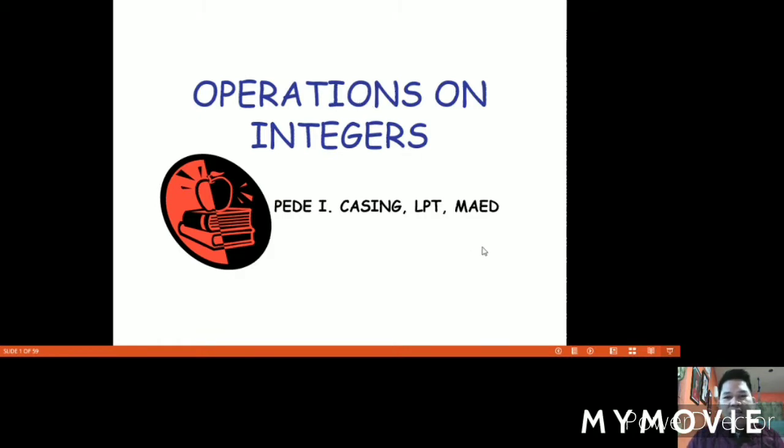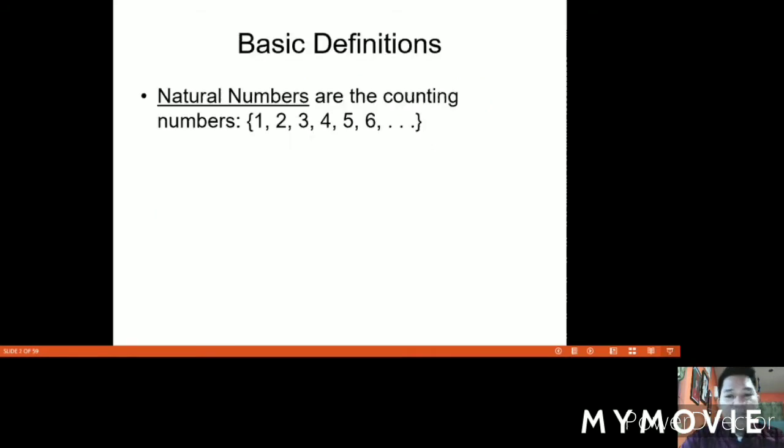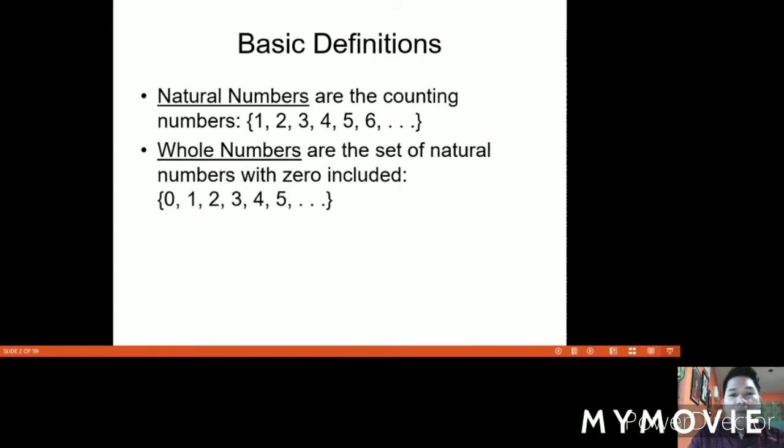So first, let's have a definition of integers. Some basic definitions. First, natural numbers are the counting numbers. Examples: 1, 2, 3, 4, 5, 6. Those are counting numbers or natural numbers. How about whole numbers? Whole numbers are the set of natural numbers with zero included. Meaning from counting numbers, we add only zero. So we start 0, 1, 2, 3, 4, 5, and so on.